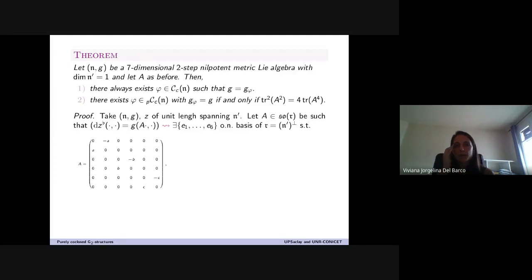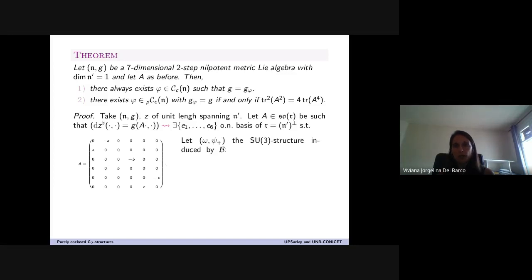So how is this proven? We start with the metric Lie algebra, and we pick a unit length vector spanning n prime. We want to build a phi, and we are going to build it using the previous lemma. So I start with a Lie algebra and a unit vector in n prime. I take A as the skew-symmetric endomorphism defined by d of Z. Since A is a skew-symmetric map in a 6-dimensional space, there's always an orthonormal basis such that A has this form with a, b, c reals.